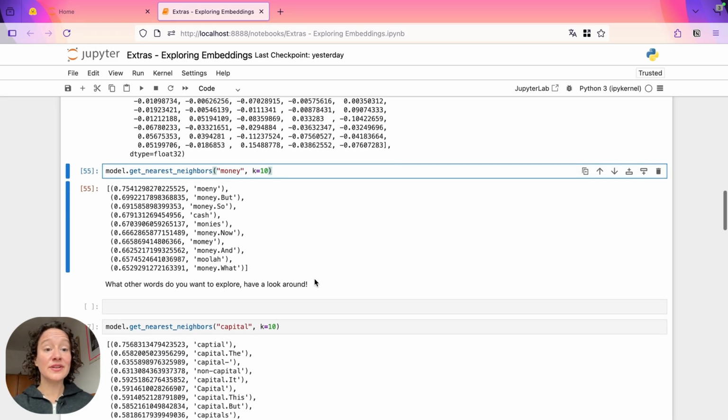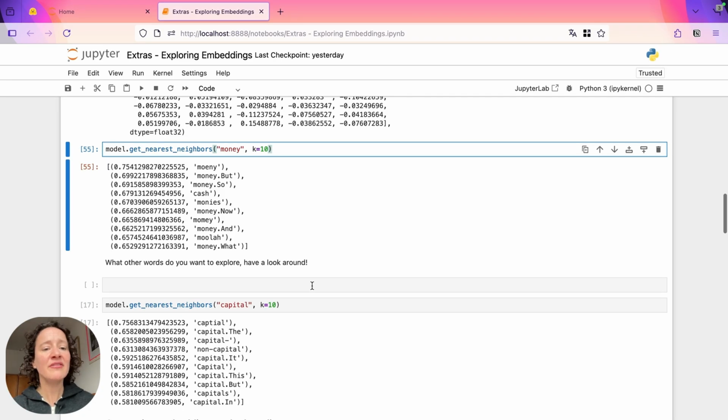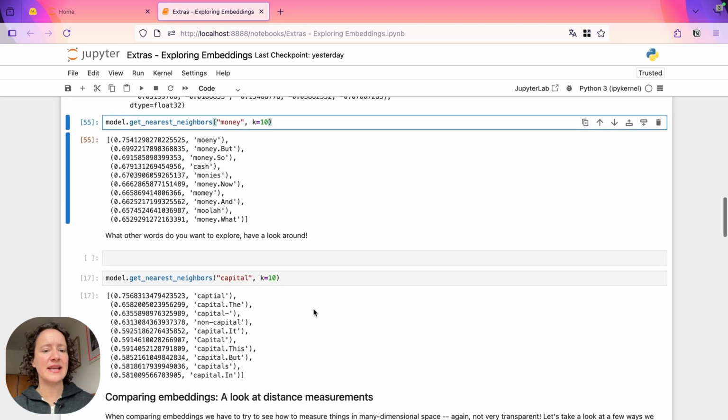Okay, so we can look at our nearest neighbors. If you want to explore some other words now, is a good time to pause. You can just play around here, see what words you want to use. You could go back to our computer virus. You could go to any topic that you want to explore. But have a look around. What are your nearest neighbors?